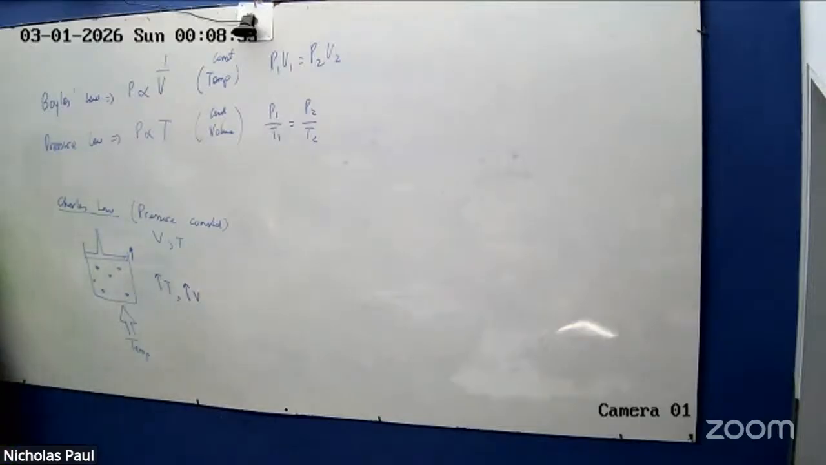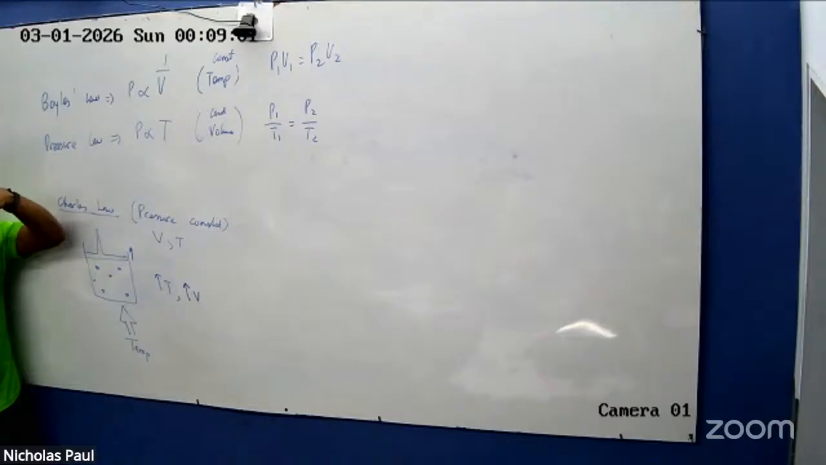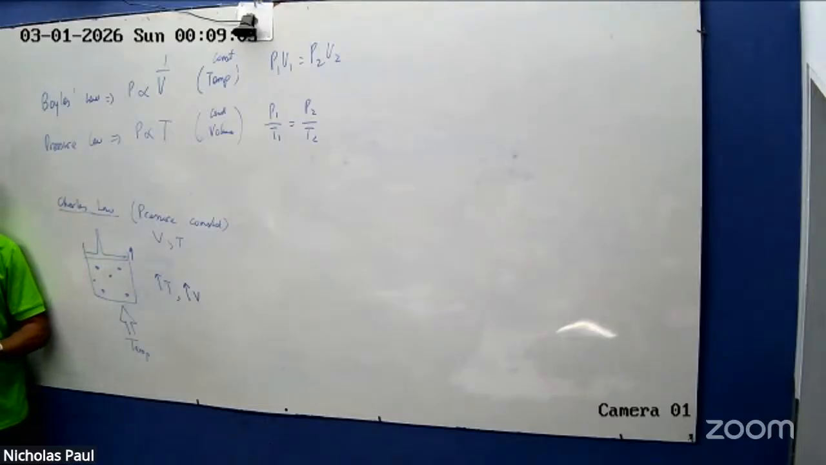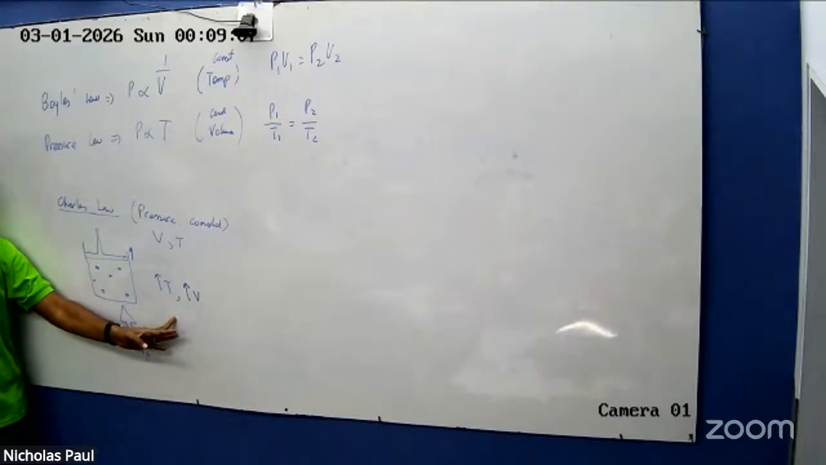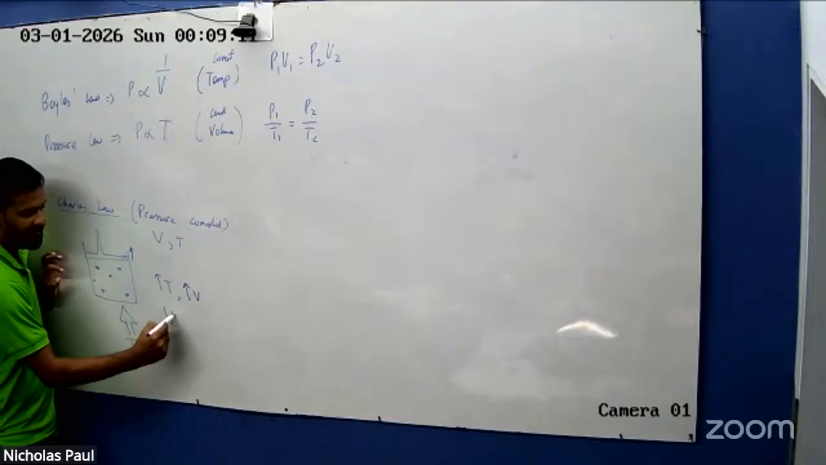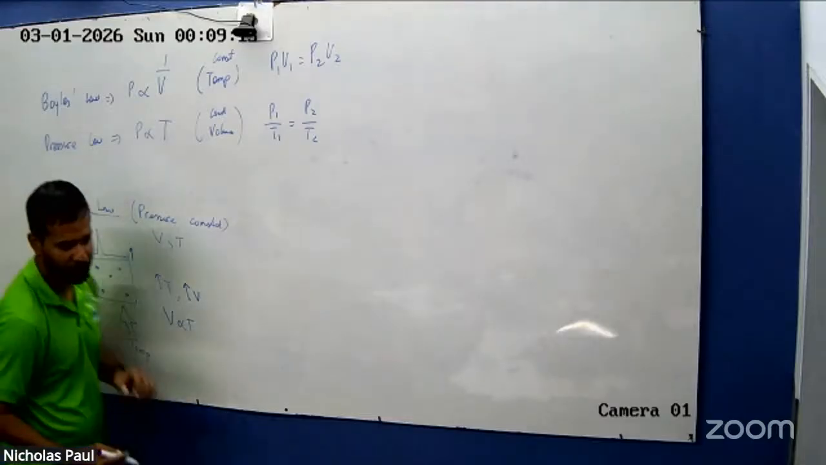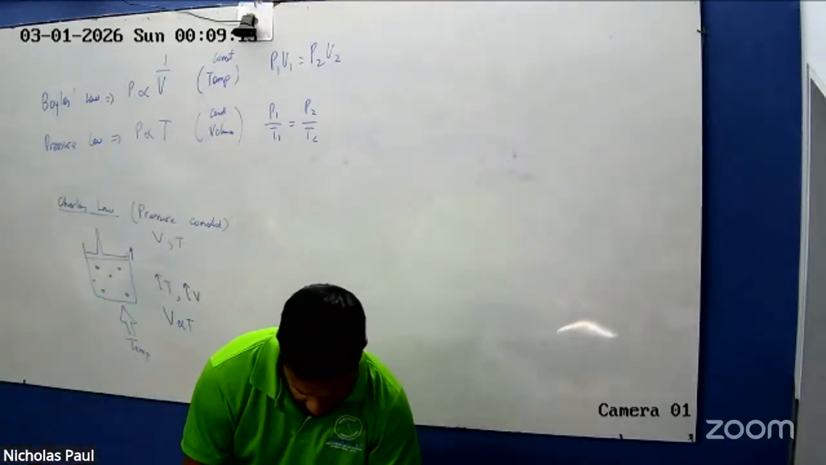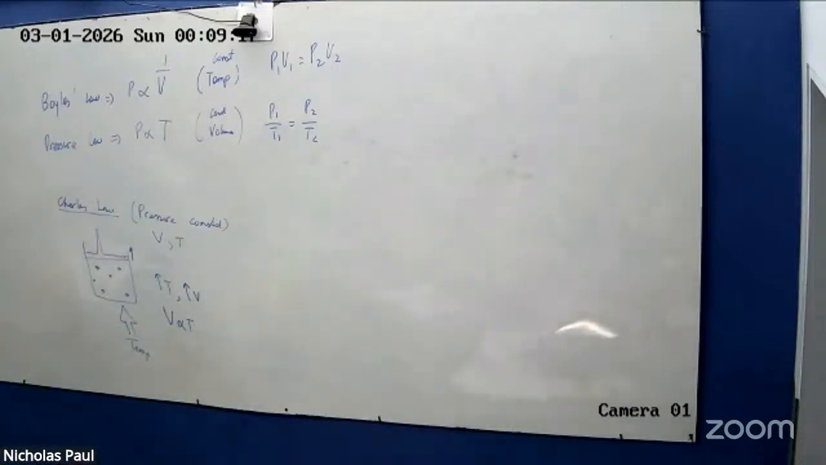Everybody okay with that? So when I increase temperature, the only way I could keep pressure the same is I have to make the volume larger. More space, so these particles will be excited, move around, and they'll collide less. So how are they related? Directly. Turn this into a formula for me now, please.